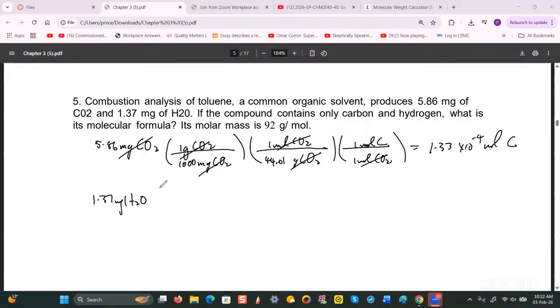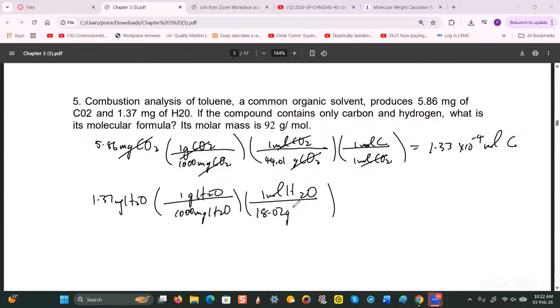We convert that to grams, so we're gonna have 1 gram of H2O over 1,000 milligrams of H2O. And then here we're gonna have 1 mole of H2O over the molar mass, which is 18.02 grams of H2O. And then the next step, as I said before, you have to be careful about: you're gonna have 2 moles of hydrogen over 1 mole of H2O, all right?